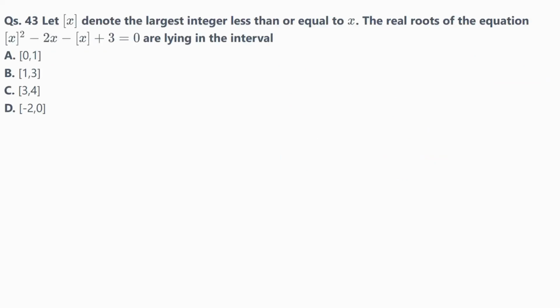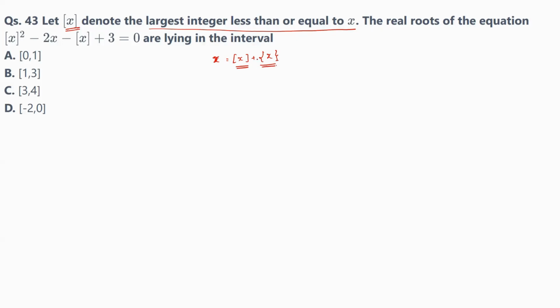Let ⌊x⌋ denote the largest integer less than or equal to x. Any real number x can be written as ⌊x⌋ plus the fractional part of x, right? So this is the largest integer less than or equal to that number, and this is the remaining fractional part.